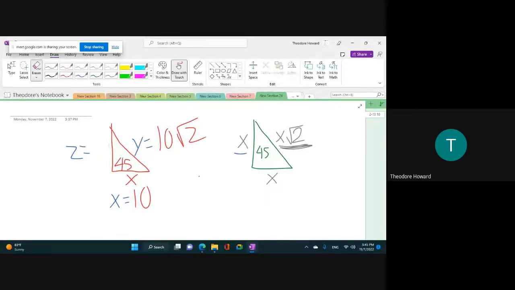But let me leave this for a second. Do you see the pattern so far? What is the pattern of this triangle? Each side is the same, 10. Each side is the same except for the hypotenuse, which has what going on? A square root of 2. Yeah. All right, Casson.